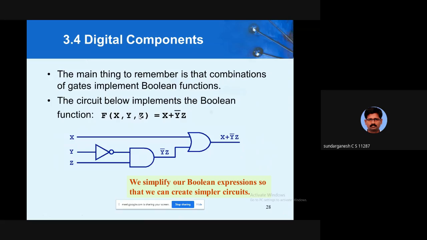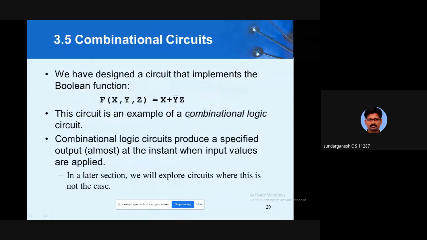So the combination of gates implements the Boolean function. For example, you have seen the example earlier: x plus y bar z. Here y bar is a NOT gate, y bar z is an AND gate, and x plus y bar z is an OR gate. So we have designed a circuit that implements the corresponding Boolean function. It is a combinational circuit. A combinational circuit produces the output depending upon the input values applied at that time.